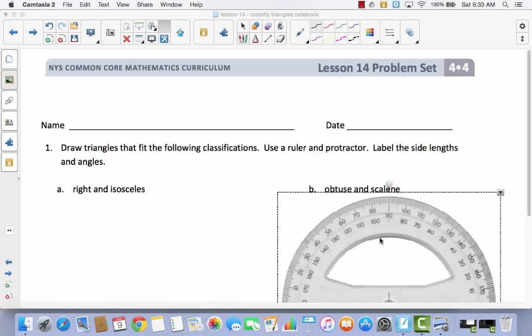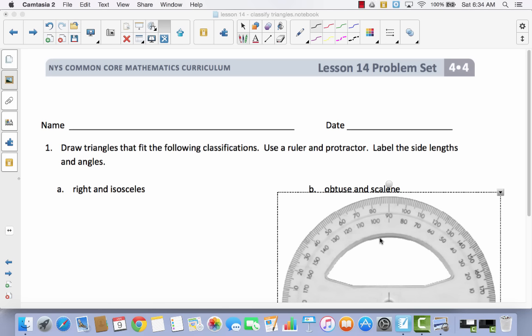Now I want you to notice that the directions say draw triangles that fit the following classifications. Use a ruler and a protractor. Label the side lengths. So for A, it says that we need a right triangle and an isosceles triangle. It has to be the same triangle. It has to be right, and it also has to be isosceles.